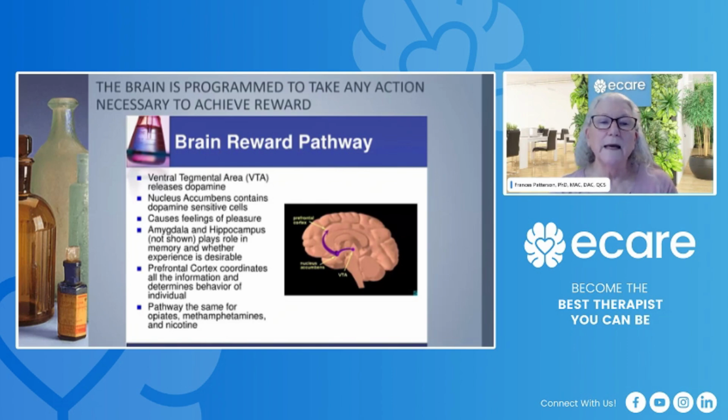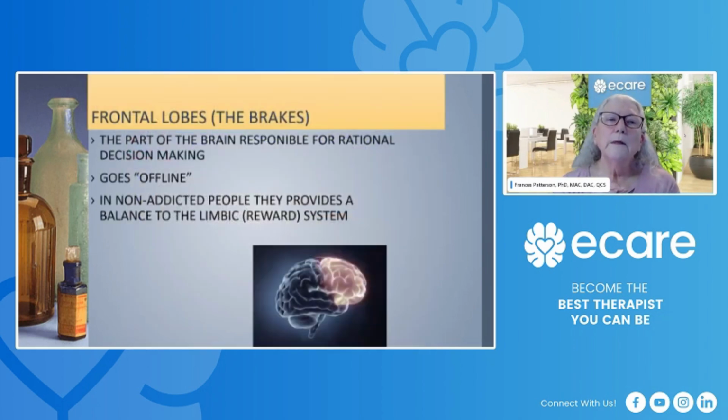And then the prefrontal cortex, that's where it coordinates all that information and determines our behaviors, our personality, right from wrong, judgment, inhibitions, all of that is in that frontal lobe, the prefrontal cortex. And so this is where it doesn't have that stop in it. So again, it kind of goes offline. It's like driving a car and someone cuts your brake line and you step on the brakes, but it doesn't work. And so that's kind of what's going on in the brain once a person becomes addicted.